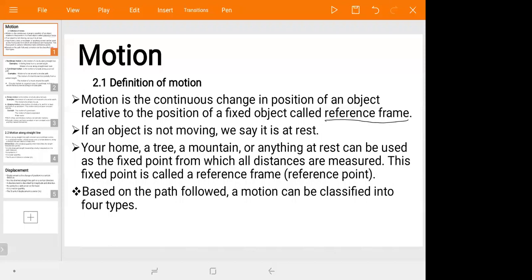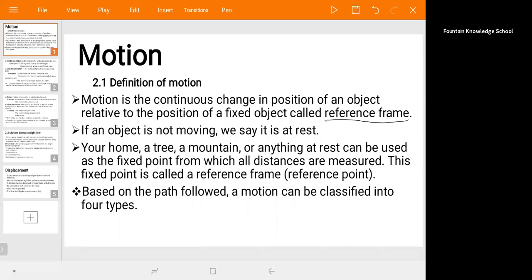So from today, you know what the definition of motion is, and what the definition of at rest is. For example, if an object is not moving, we say that it is at rest. If there is no change of position, if there is no continuous change of position, we can say that the object is at rest. That means that the object is not moving.